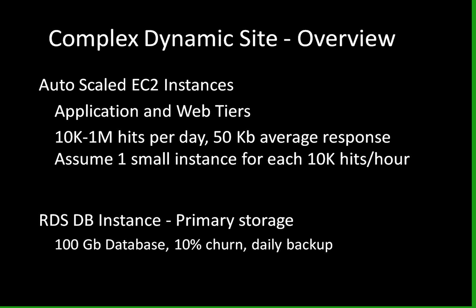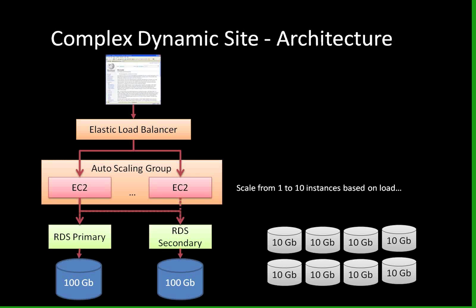And then based on our experience and some measurements that we've done outside the scope of this exercise, we're going to assume that one small instance can handle 10,000 hits per hour. We're going to stick with our single RDS DB instance. And again, this time we're going to say we've got a 100 gigabyte database. We're going to expect 10% churn. And once again, we're going to do a daily backup of that database.